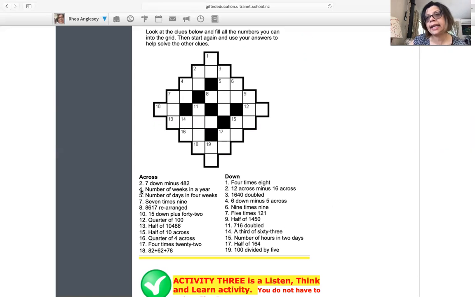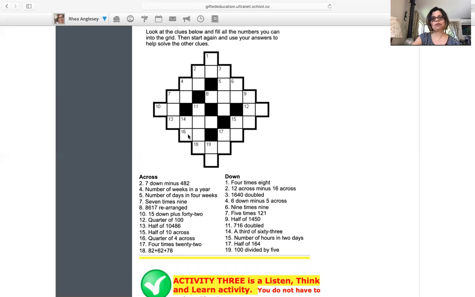Number of weeks in a year. Okay, now there are 52 weeks in a year. So I know straight away that this one is 5, 2, 52. When I know that, then when I look at 2 down, it says 12 across minus 16 across. Ooh, to do that, then I have to first figure out what 12 across is, which will be this one. And then from that, I have to take away 16 across, this one. So I cannot actually solve number 2 until I've solved number 12 and number 16.